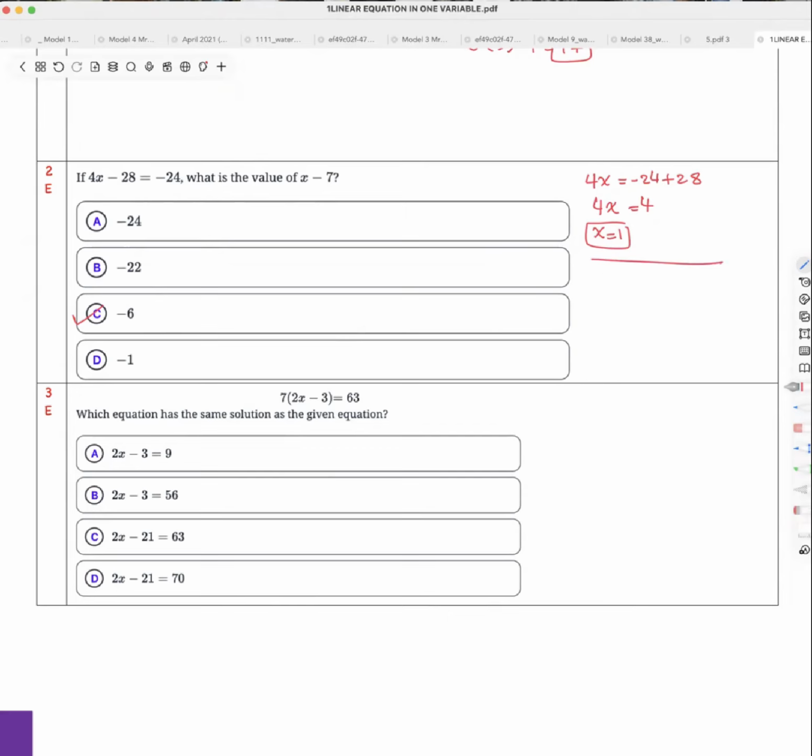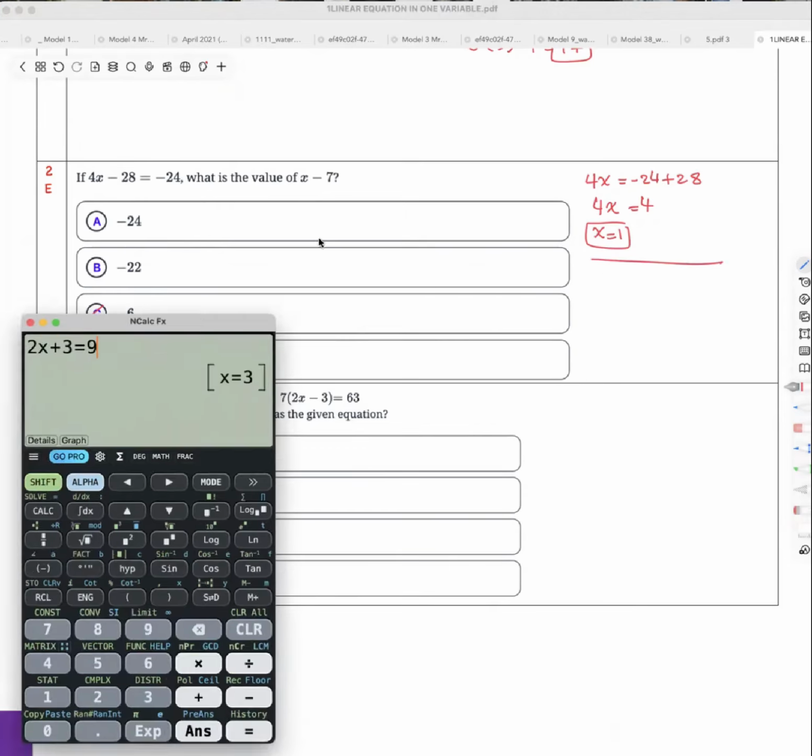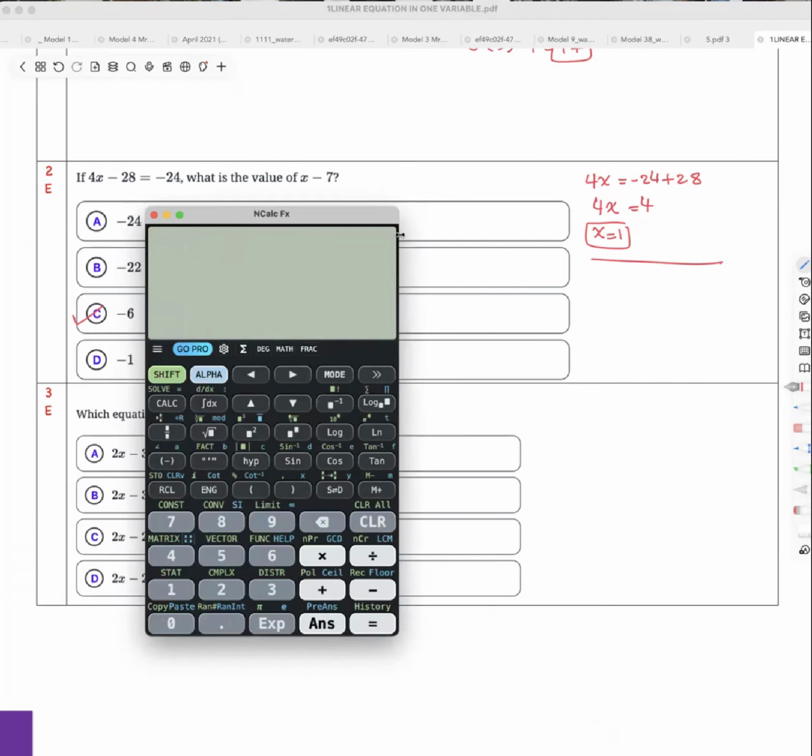We have another method. You can use the calculator, as we said before. Later, yes. So write it down. It will be 4x minus 28 equals negative 24. So x equals 1. So 1 minus 7, it will be negative 6.